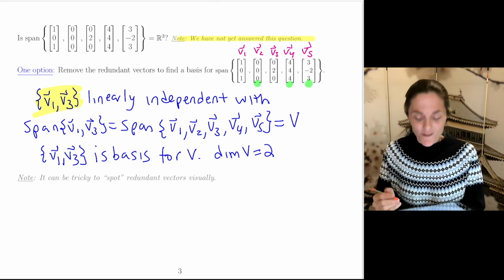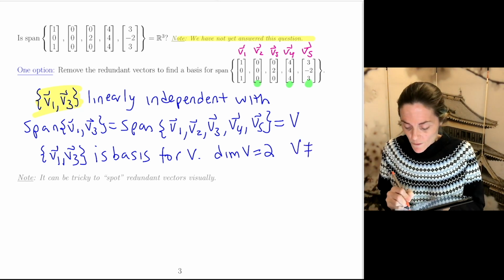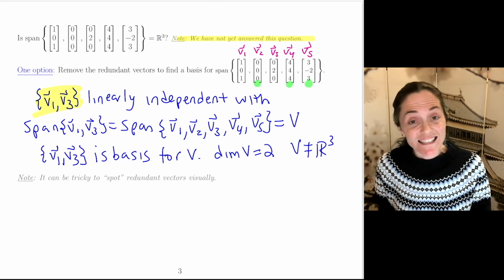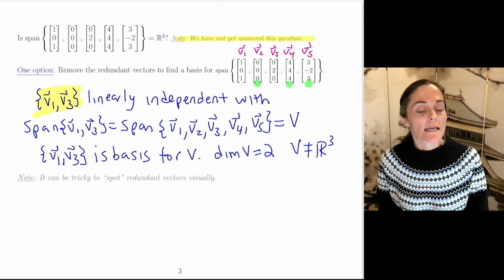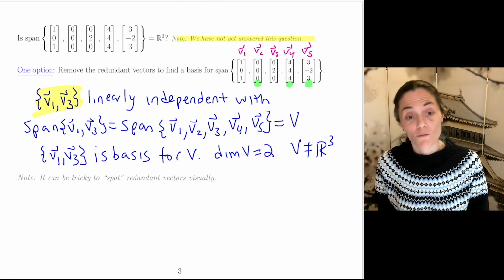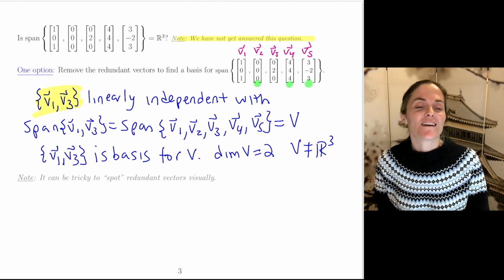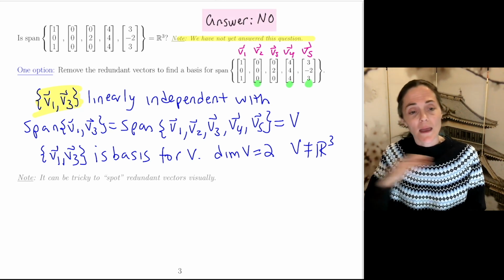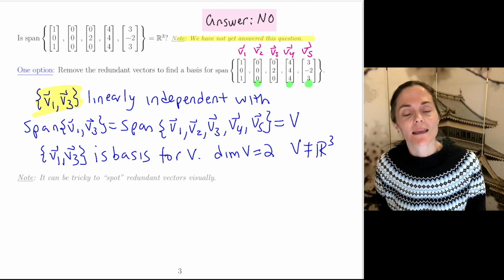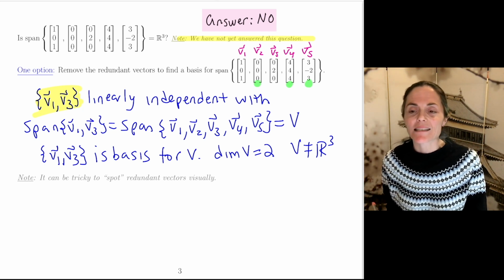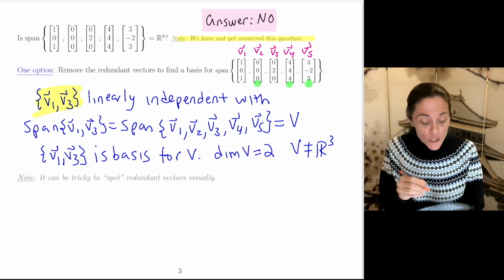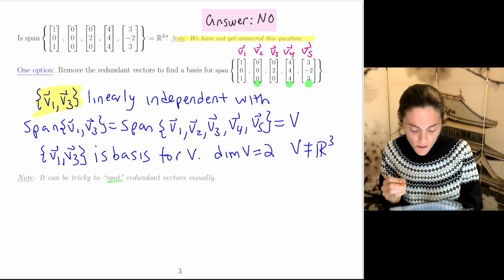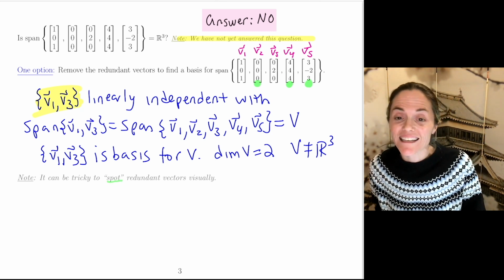Is that R3? Not a chance. V cannot be equal to R3 because, well, R3 is 3-dimensional. Or you could say 2 vectors cannot span R3. Now, this is wonderful. We've solved the question. The answer is no. The span of those 5 vectors is not all of R3. It's some 2-dimensional subspace. But generally, it can be tricky to spot redundant vectors visually. This example worked out really nicely with zeros.